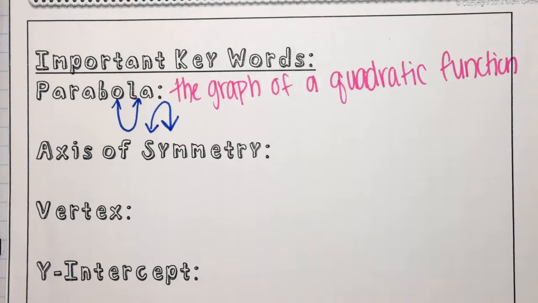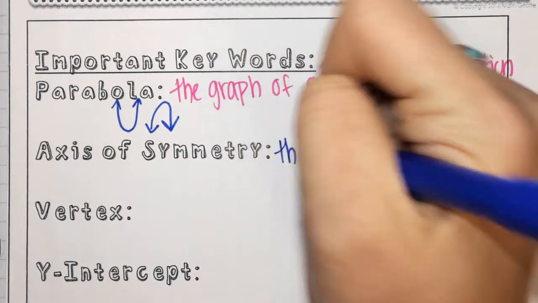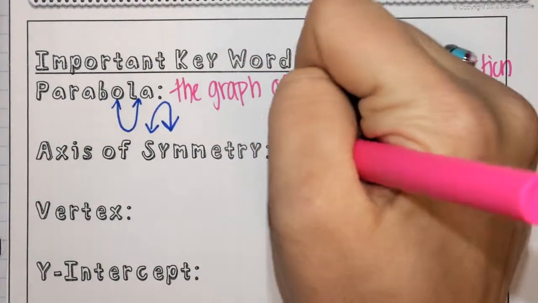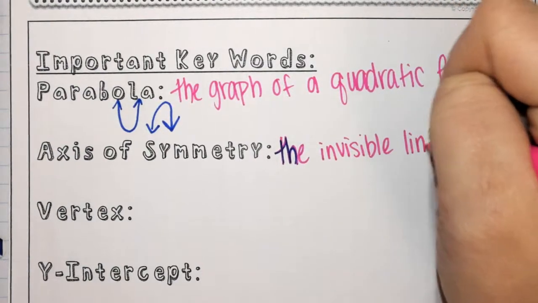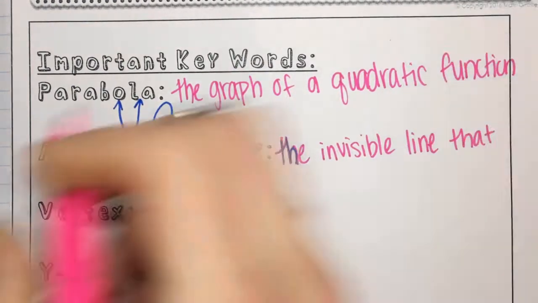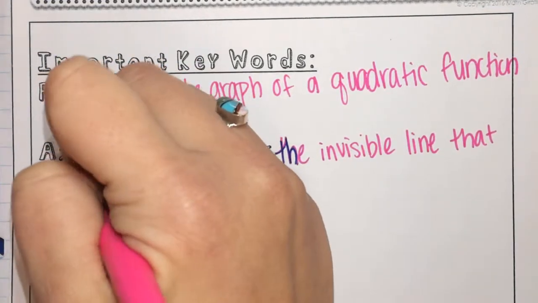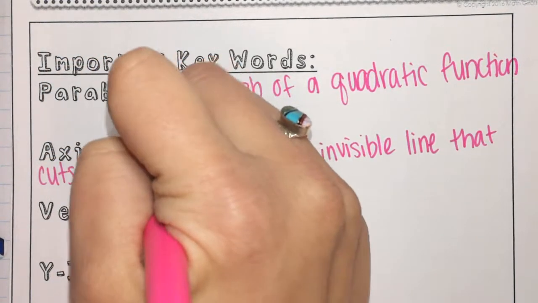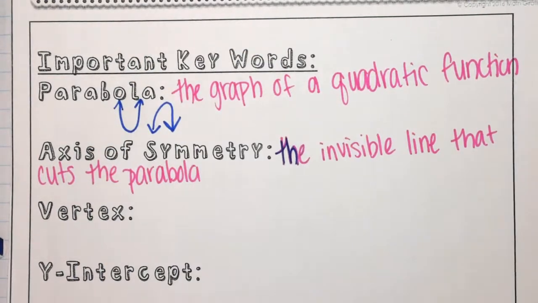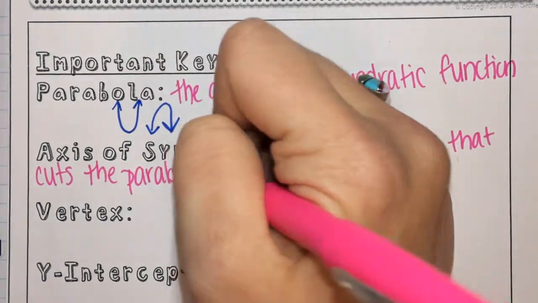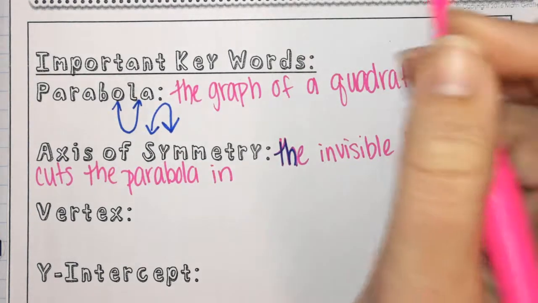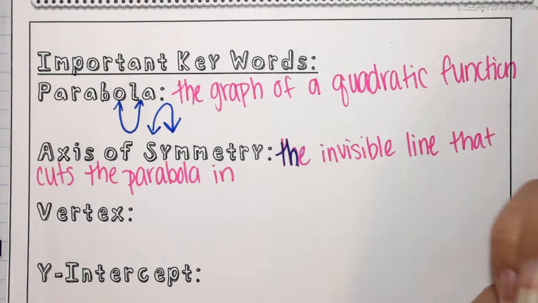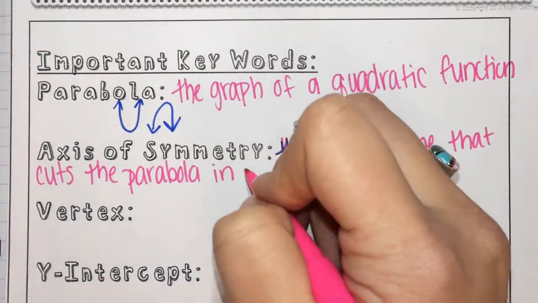So the axis of symmetry is the invisible line that cuts the parabola in half.